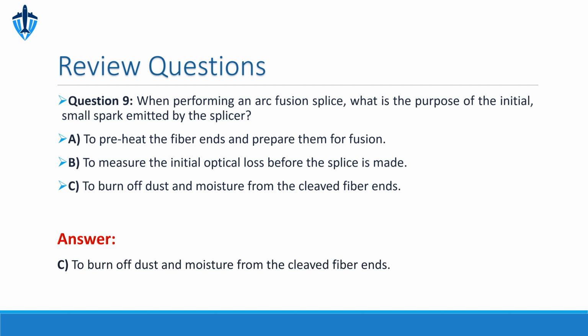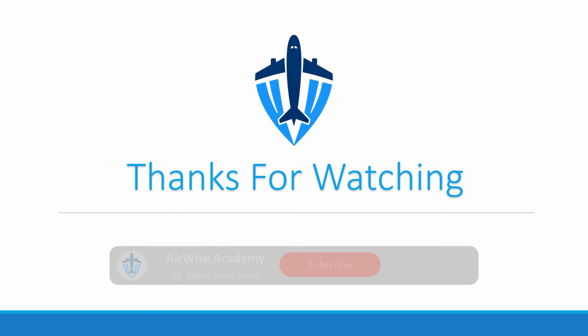Option A describes a general effect, but not the primary intended purpose. Option B describes the final measurement step, which occurs after the splice is completed, not the function of the initial spark. That's all for today's lesson.